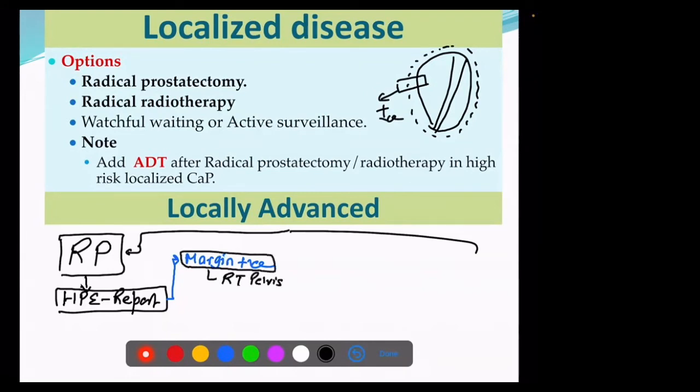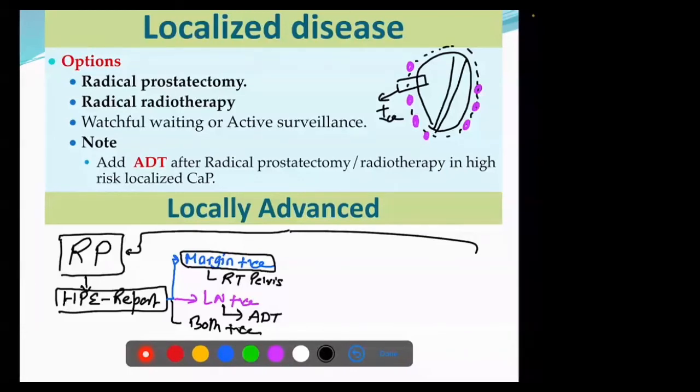If the report says, okay, margin is negative, no problem, but as you know, we send lymph node along with the prostate, right? When we do radical prostatectomy, we remove the lymph node also. And if the report says the pelvic lymph node is positive, you have to add ADT after surgery. If the report comes both positive, that is margin is also positive, lymph node is also positive, then give both radiotherapy plus ADT after surgery.